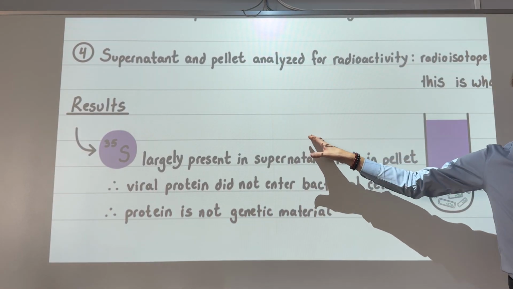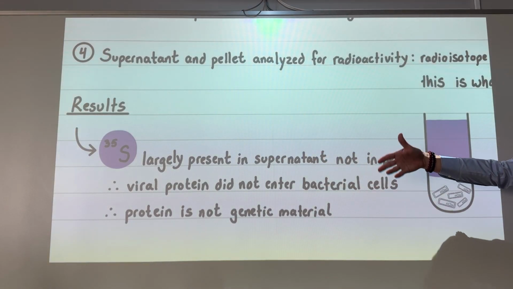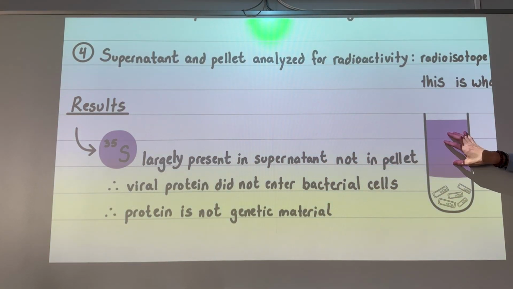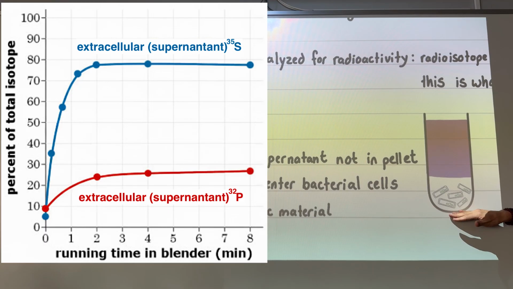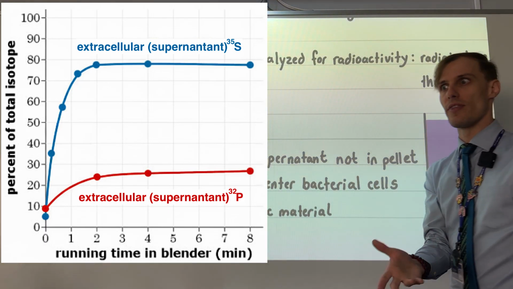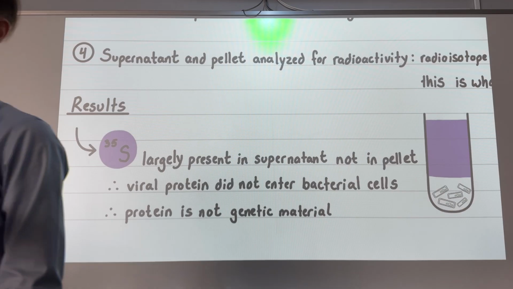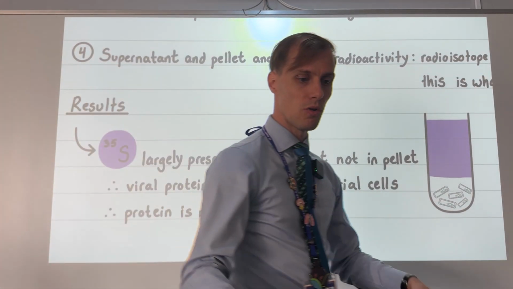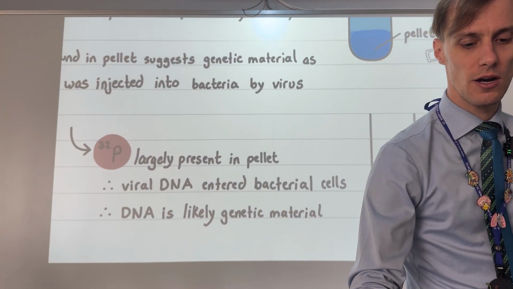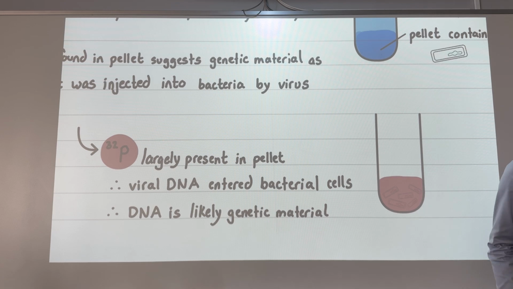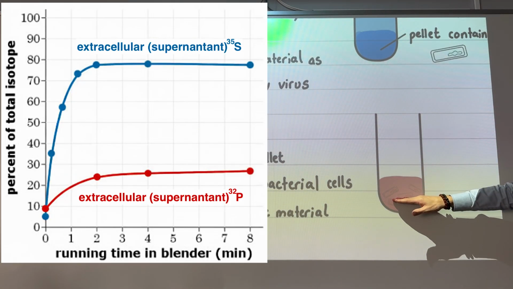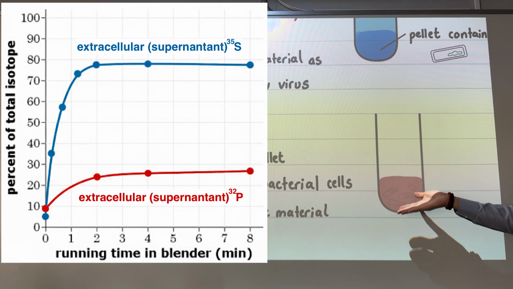They found that radioactive sulfur was found in the supernatant, not the pellet, suggesting that the bacteriophages were not using proteins to infect E. coli. So what then would you find here? They found the radioactive phosphorus was found in the pellet because it was contained within bacteria.